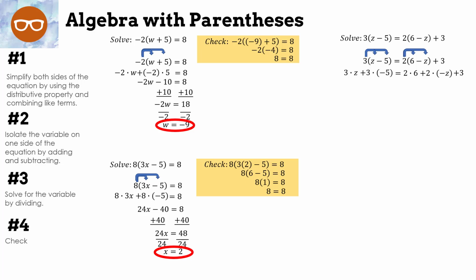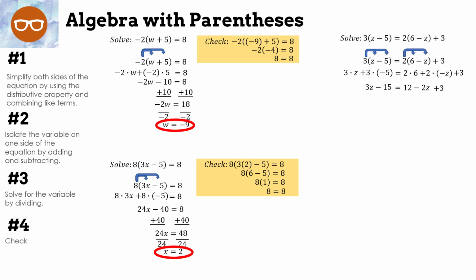Let's simplify. 3 times z is 3z. 3 times -5 is -15. 2 times 6 is 12. 2 times -z is -2z, and then we have the plus 3. We still have to simplify.